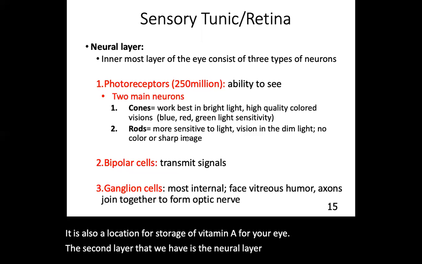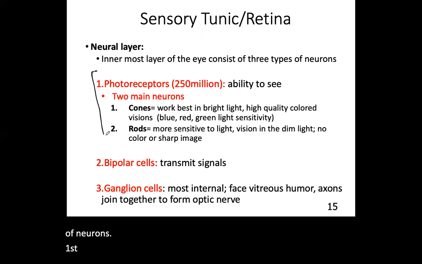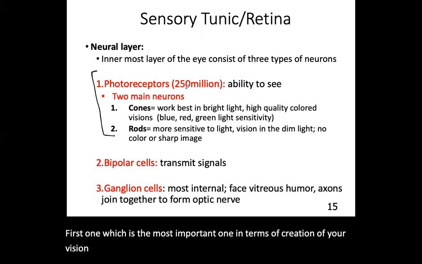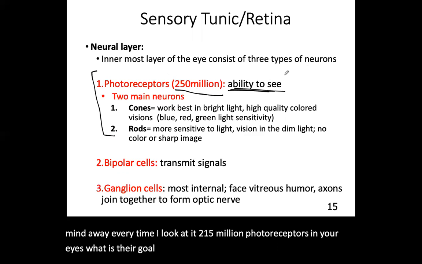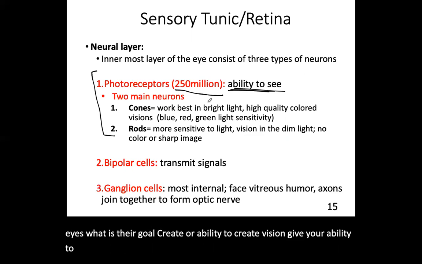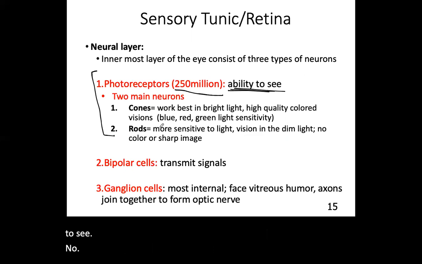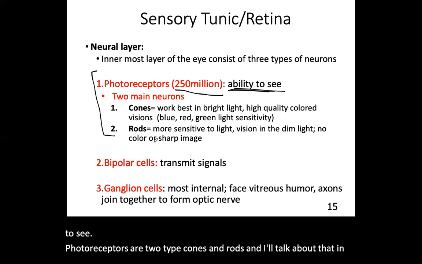The neural layer has three different types of neurons. The first one, which is the most important in terms of creation of your vision, is photoreceptors. Look at the number, guys. That blows my mind every time I look at it. 250 million photoreceptors in your eyes. What is their goal? To give you your ability to see. Photoreceptors are of two types, cones and rods, and I'll talk about that in more detail in just a minute.